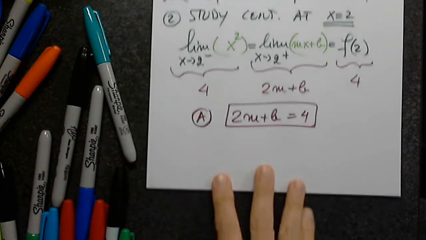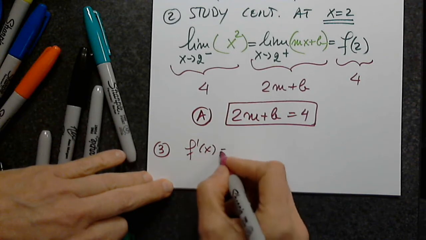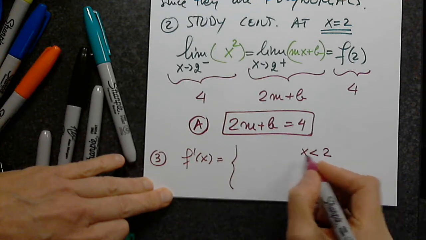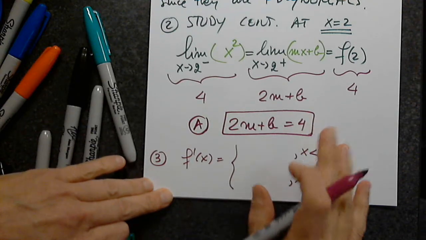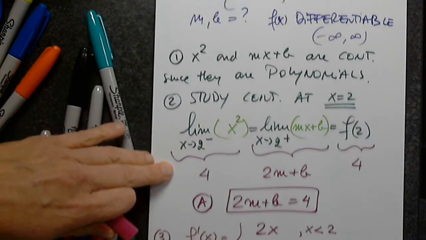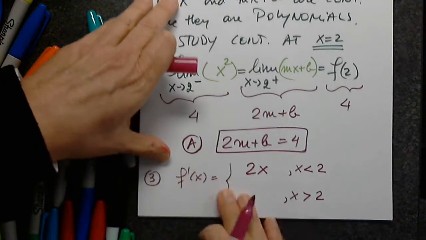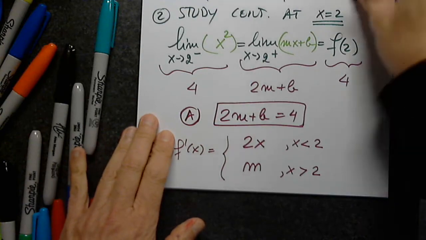So now step 3. f prime of x, only for x less than 2 and for x greater than 2 guaranteed. I have not said anything about equal to. 2x, perfect. And then the other one, m. Indeed. Awesome. But notice that I cannot talk about x equals 2 at this point. This will be my step 4 and the last one.